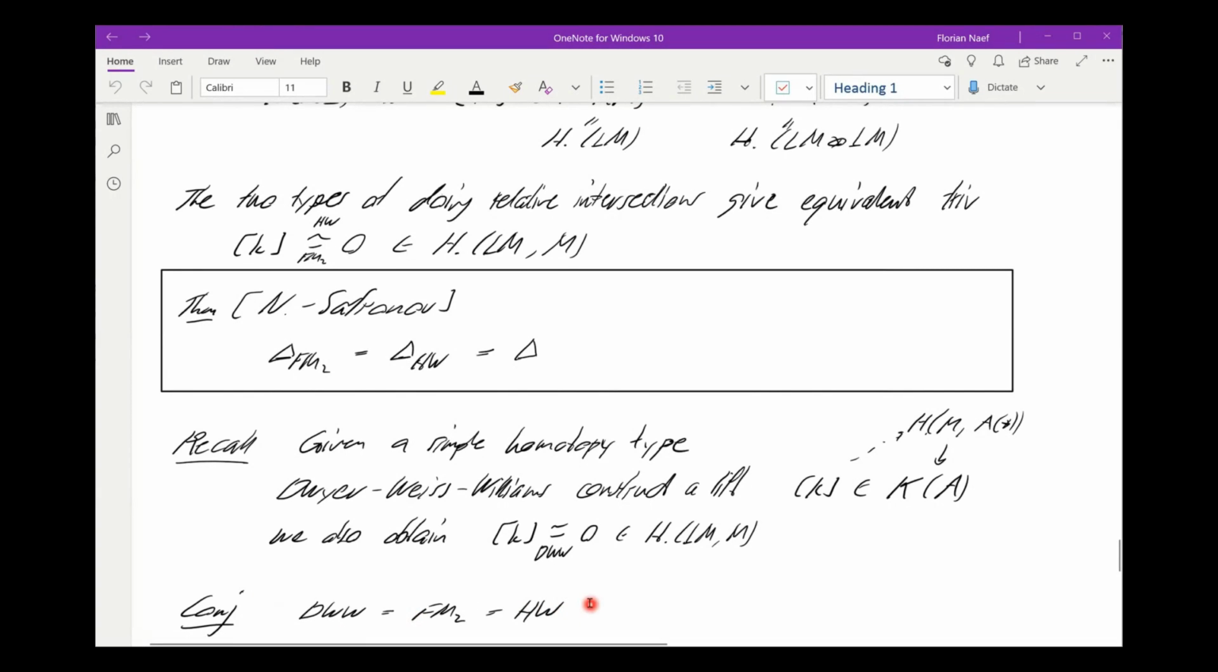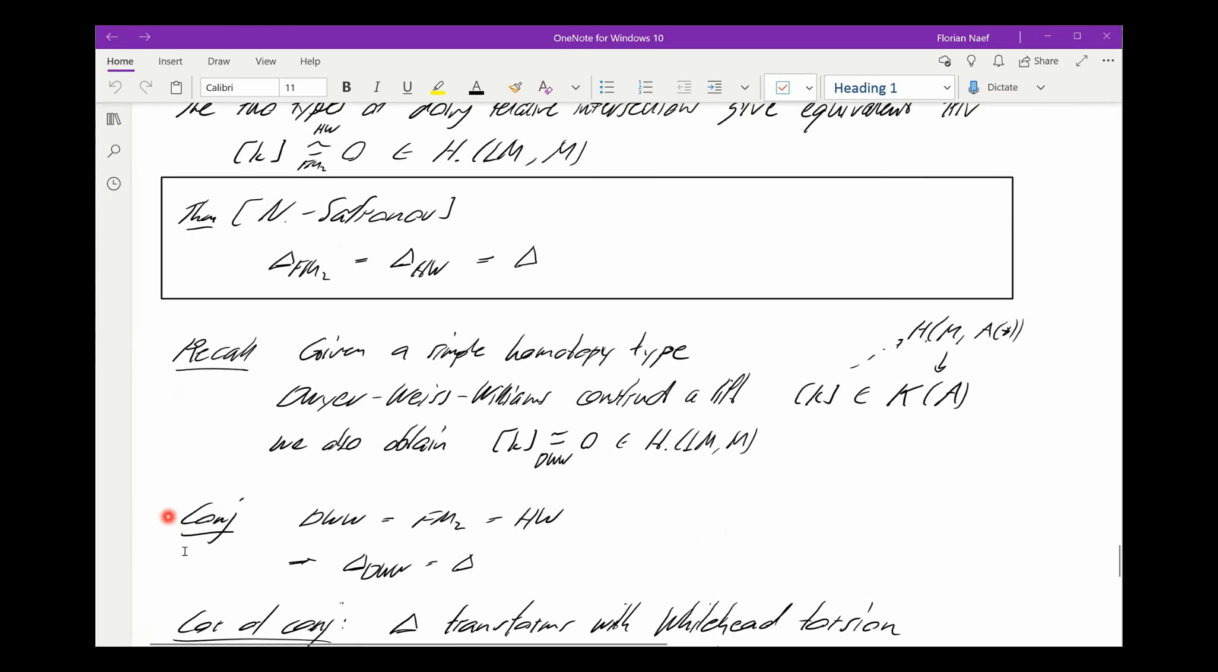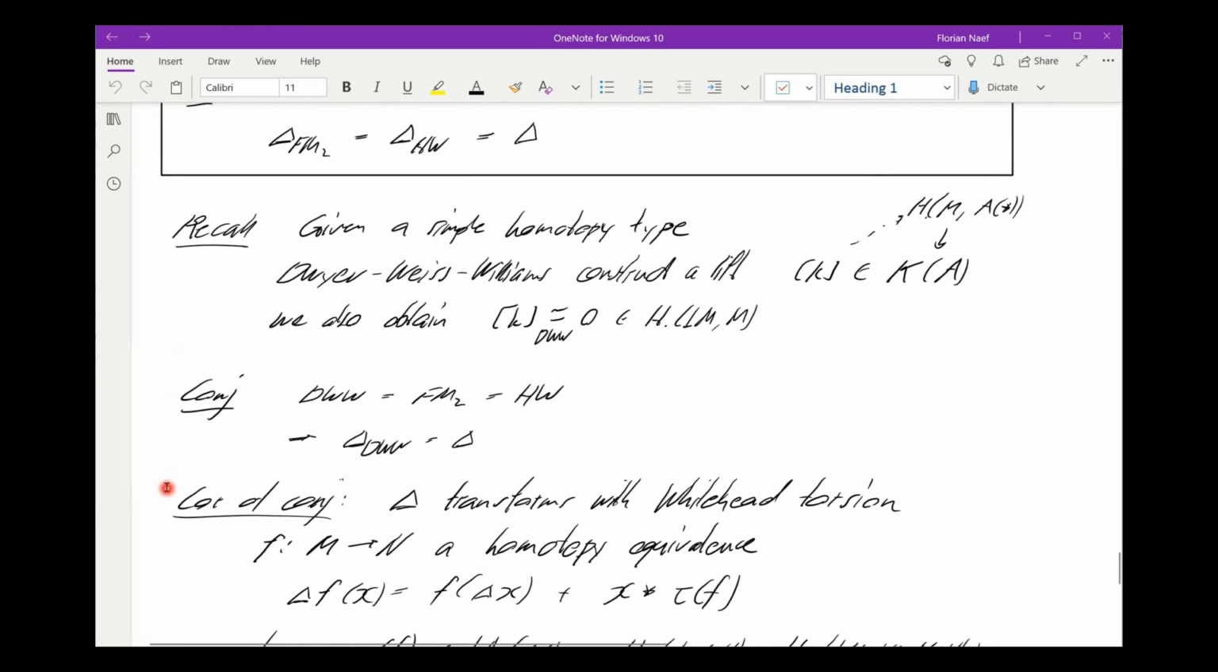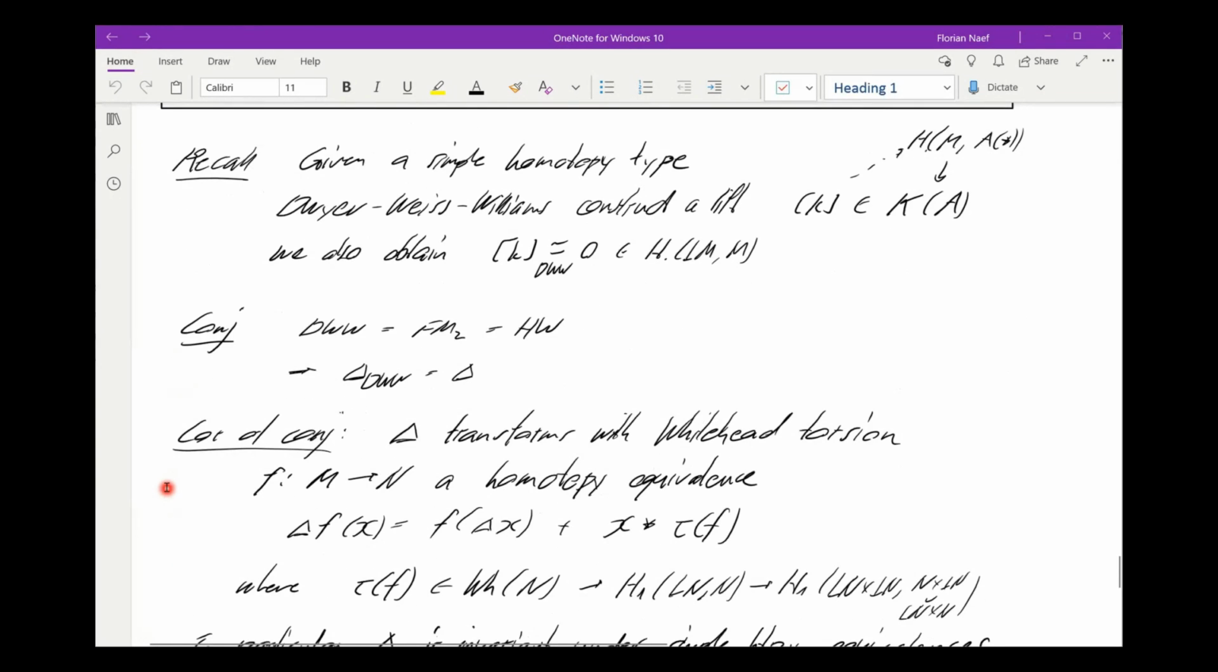So this geometric way of doing relative intersections that we saw above is equivalent to giving the structure of a simple homotopy type. Or maybe it's weaker, but in particular, it's compatible with the simple homotopy type. I wish it were so, but we cannot prove it at the moment. But let me briefly say what would be a consequence of this conjecture.